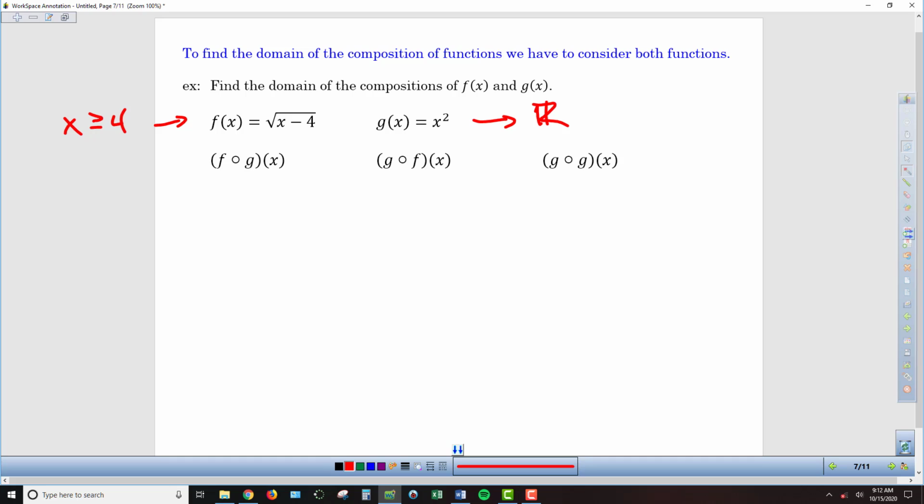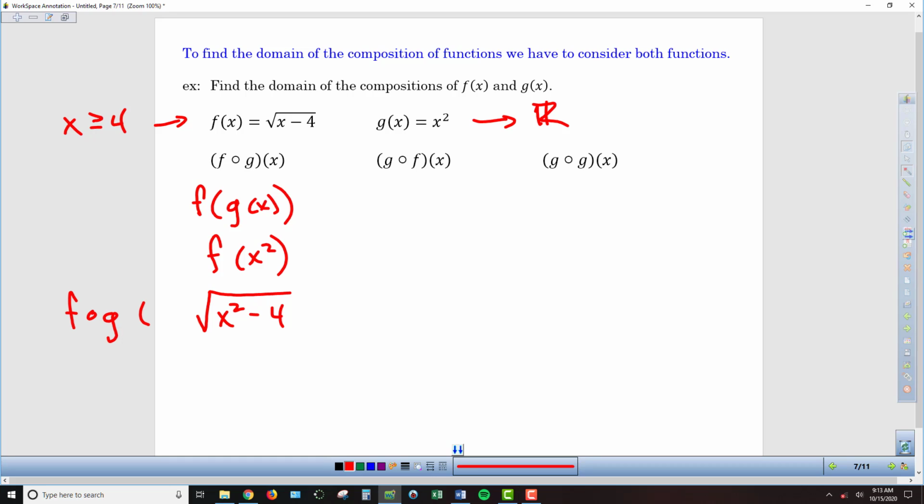So we want to store that in the back of our minds as we try to find the domain of the composition. So for f of g of x, what that means is I'm going to be plugging g of x into f. So I'm going to have f of x squared. So that means I'm going to take x squared and replace it, plug it in for x in the f function. So I'm going to have the square root of x squared minus 4. So my f of g of x function, my composition, is the square root of x squared minus 4.